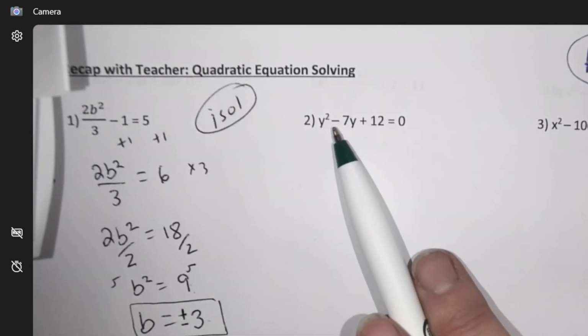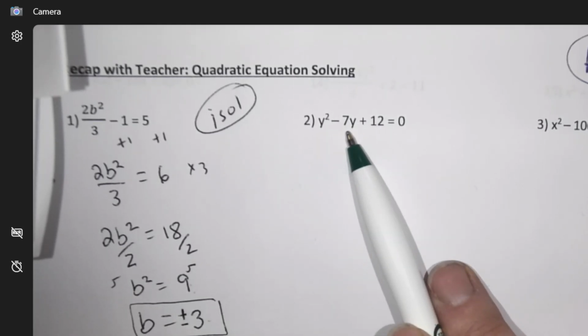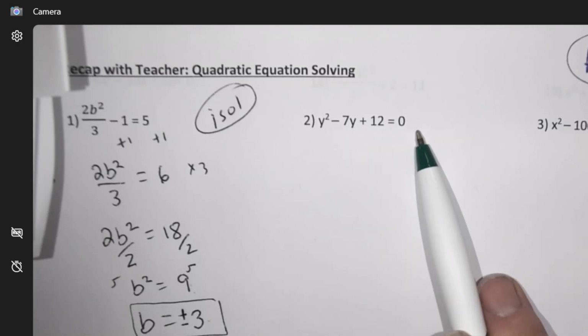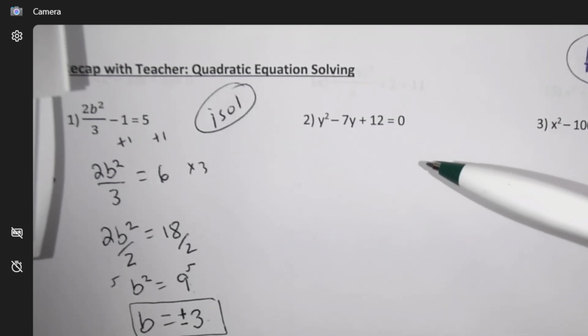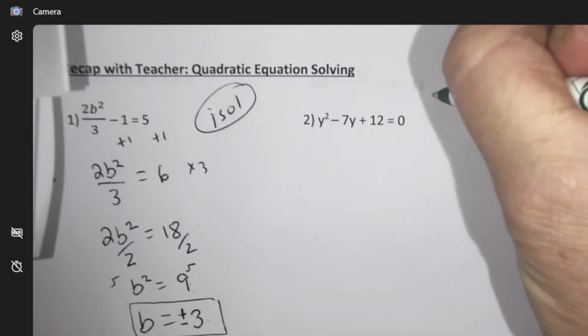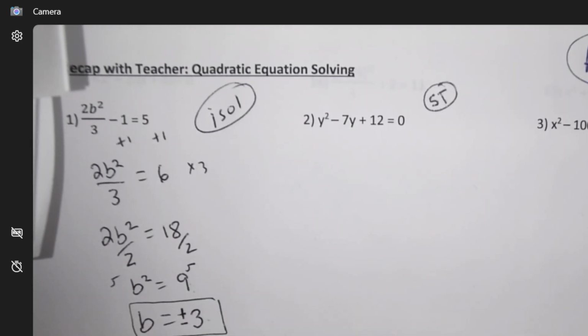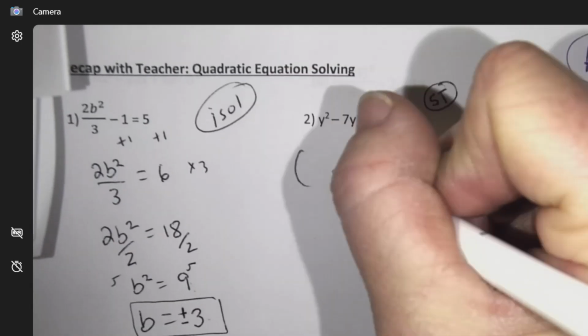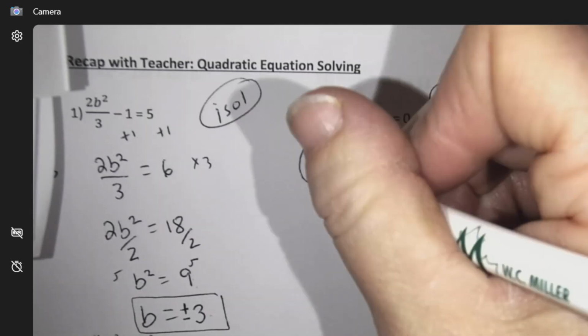Number 2. Okay, I see 2 variables, y squareds and y's, different. First, check, does it equal 0? Good. Now I go into my styles. Is there a factoring style of recognition here? Simple trinomial, is that what you're thinking? Okay, so then your format should be 2 brackets with a y, y.